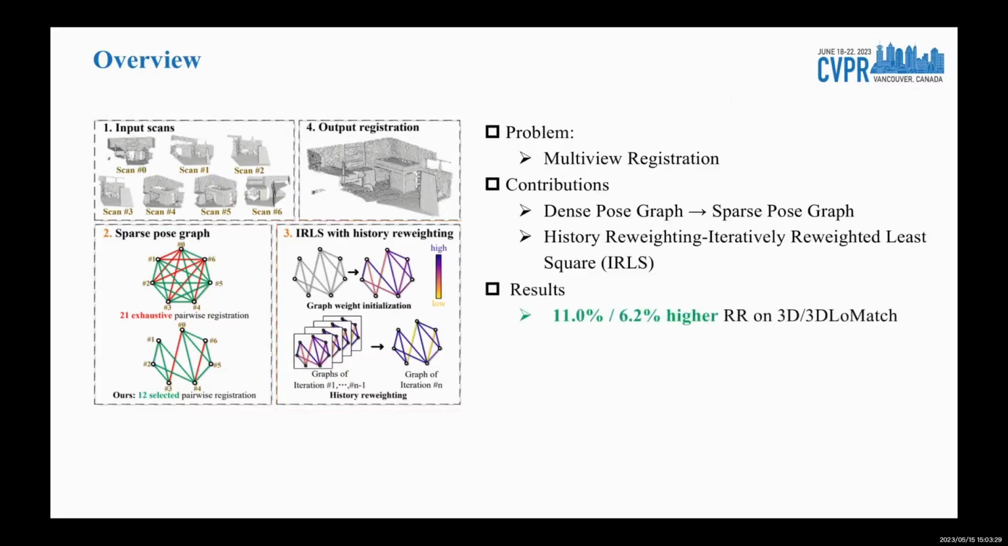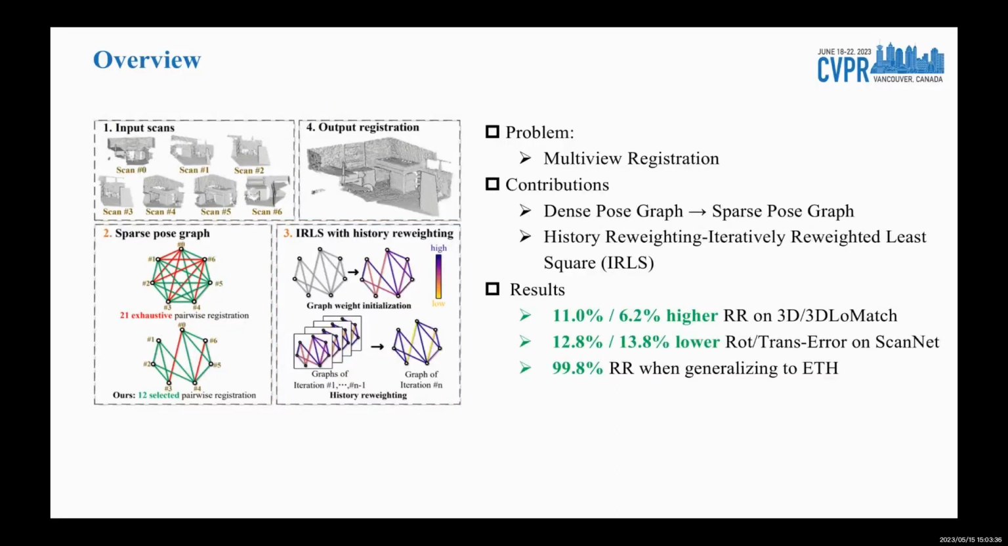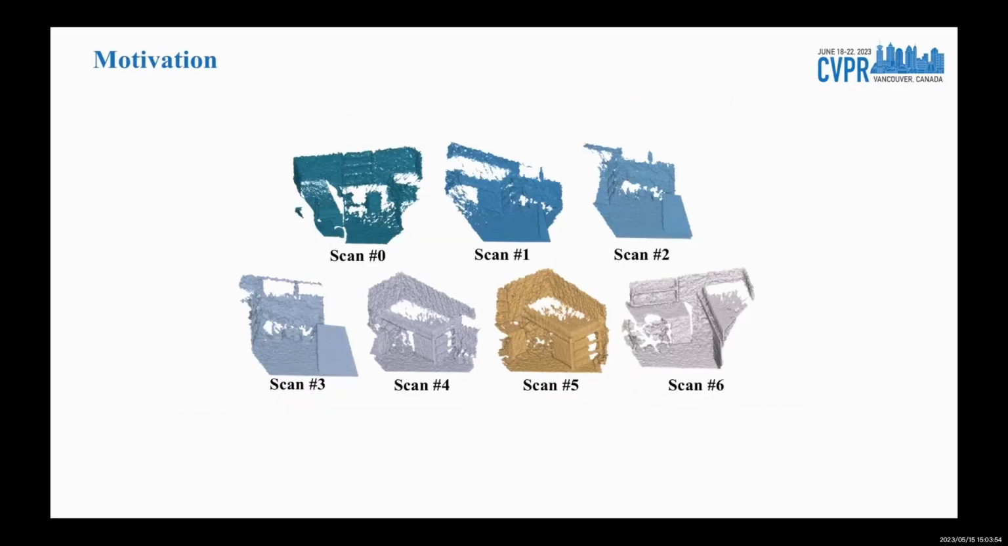The experimental results show that SGHR achieved a higher registration recall and exhibits strong generalization ability on both indoor and outdoor datasets. Moreover, all the above state-of-the-art performances of our method only require about 30% pairwise registrations of existing multi-view point cloud registration methods, which demonstrates our computation efficiency. Next, we will provide a detailed introduction of SGHR.